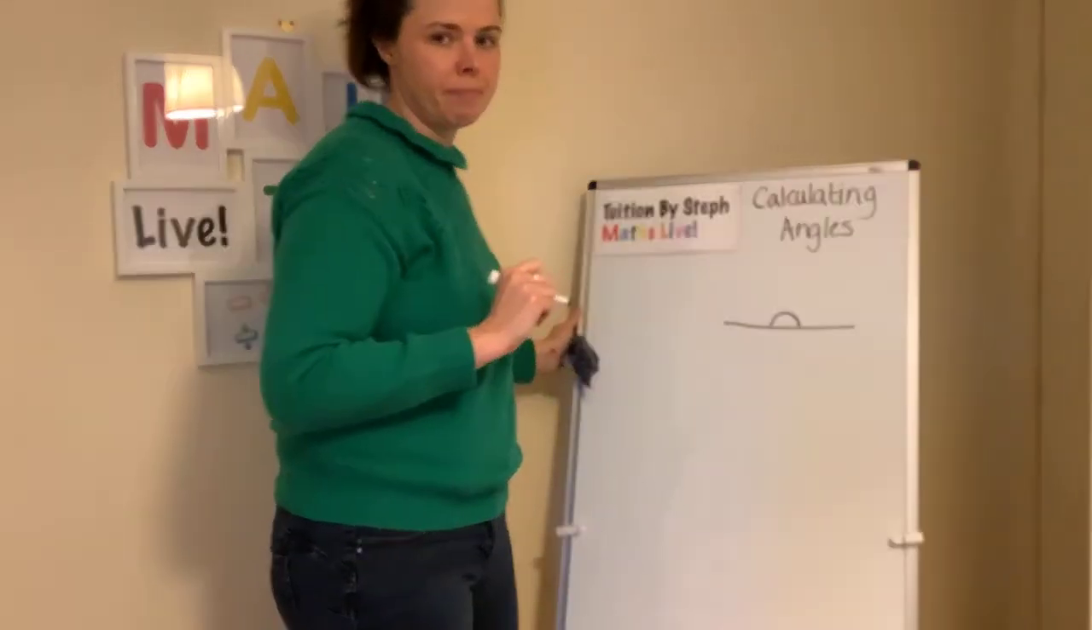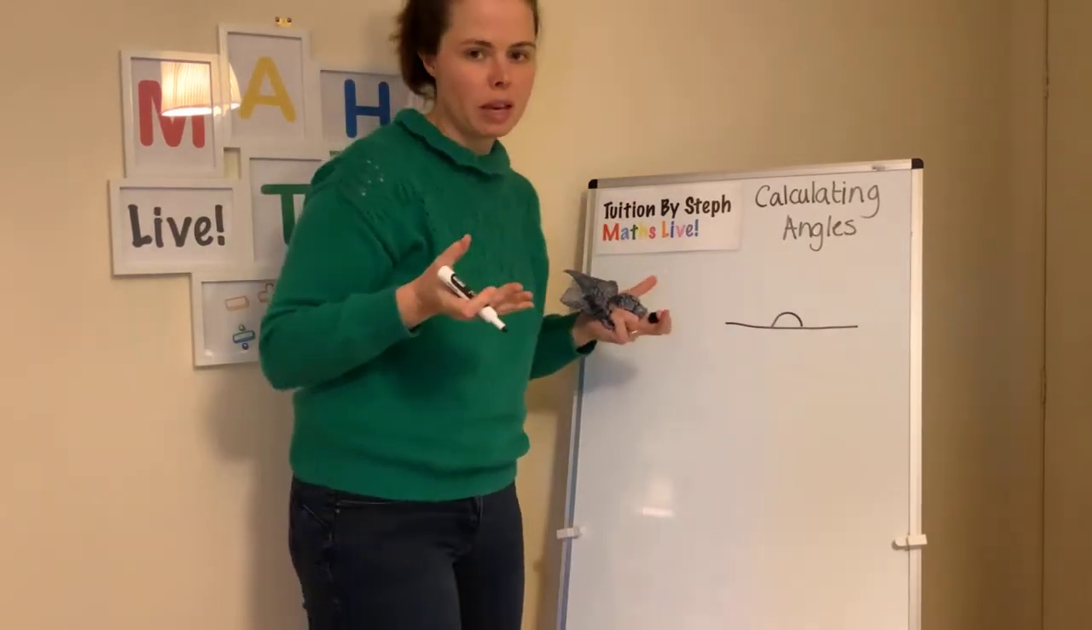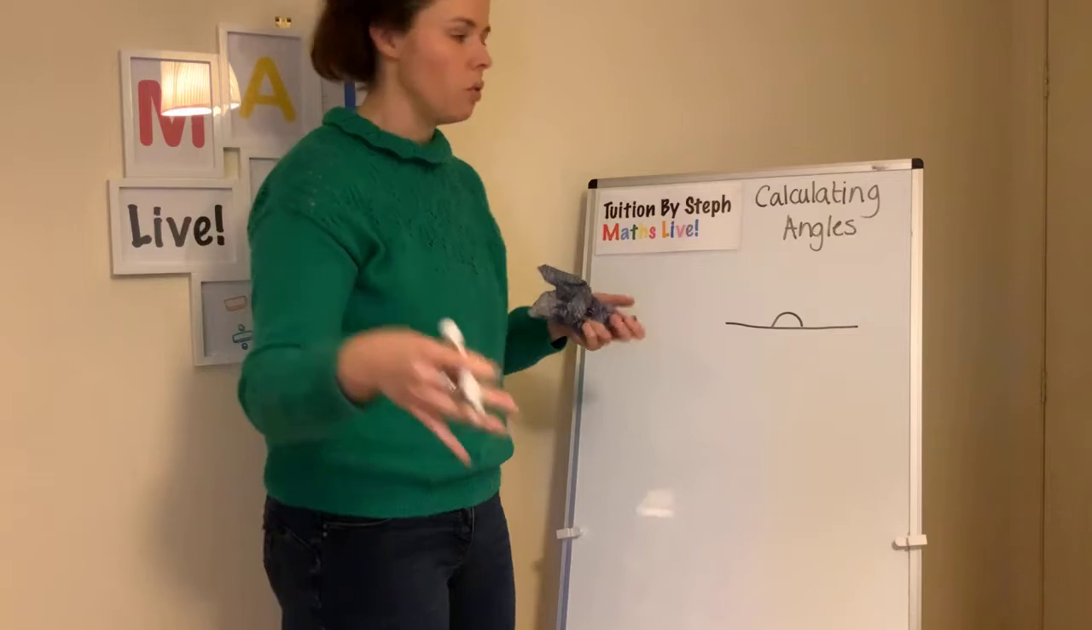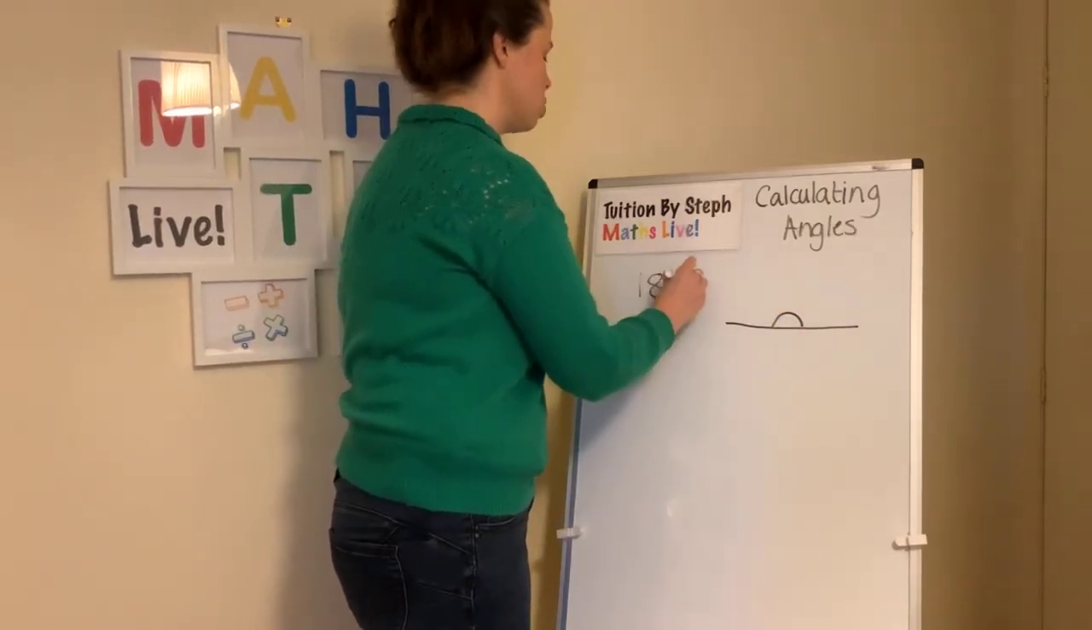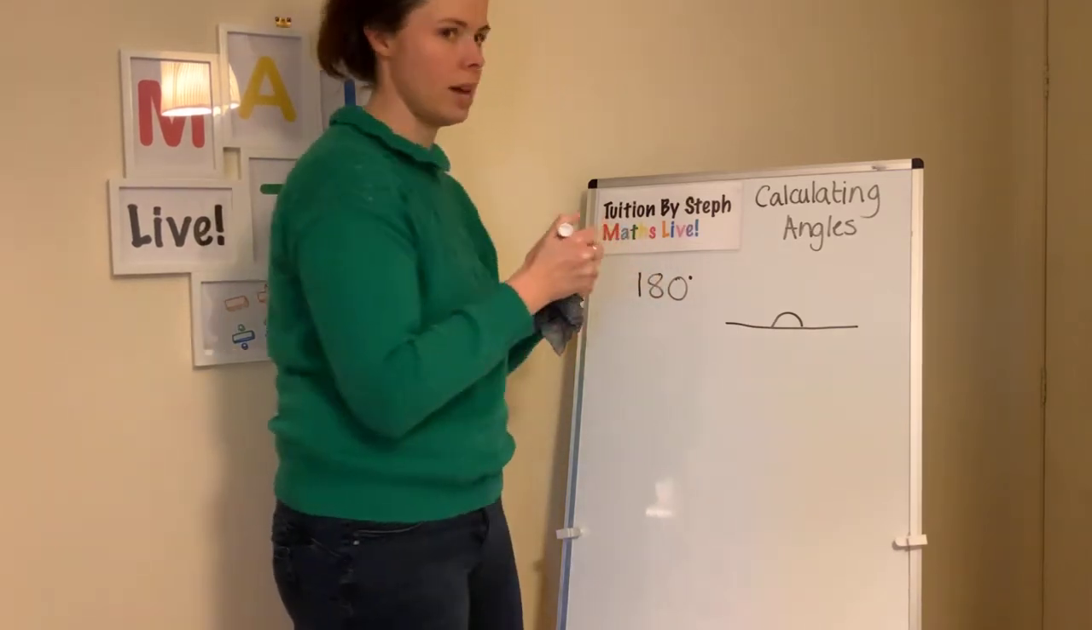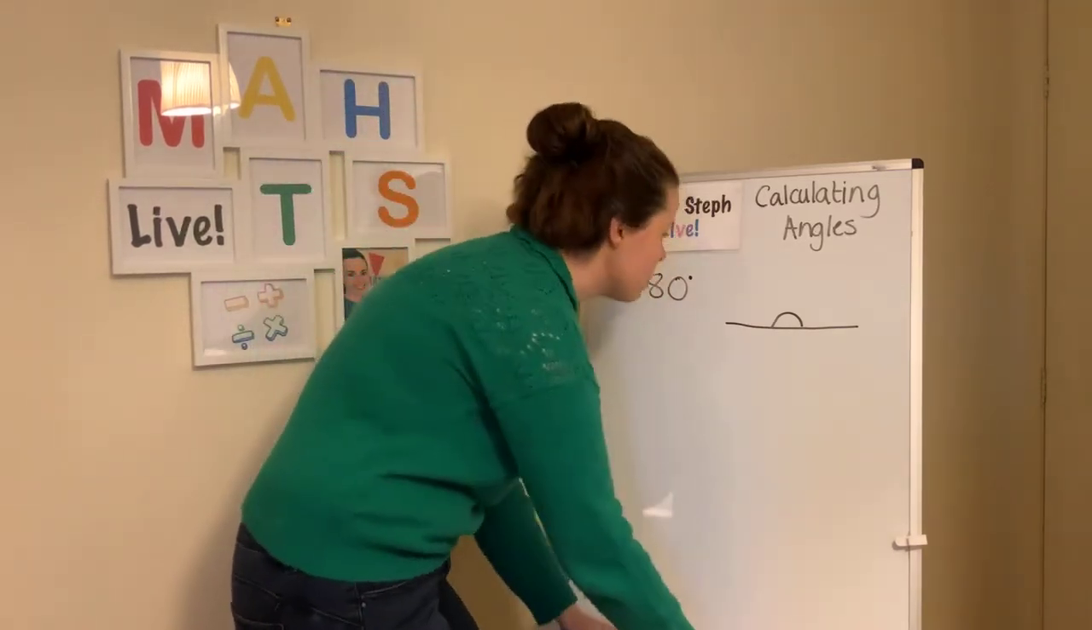Straight line. Okay, straight angle. How many degrees is a straight angle? Remember, it's made up of two right angles. So the total is 180 degrees.